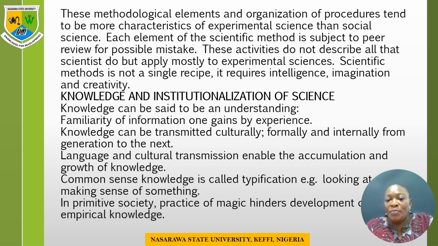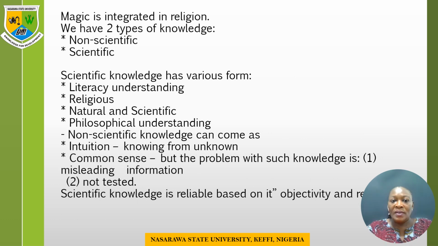In primitive society, the practice of magic hinders the development of natural sciences. Why? Because people see magic as a source of livelihood. Whatever happens in the society is considered to be magic. Magic is integrated in religion, and in the process, we have two types of knowledge, and that is where we have the scientific and non-scientific knowledge.